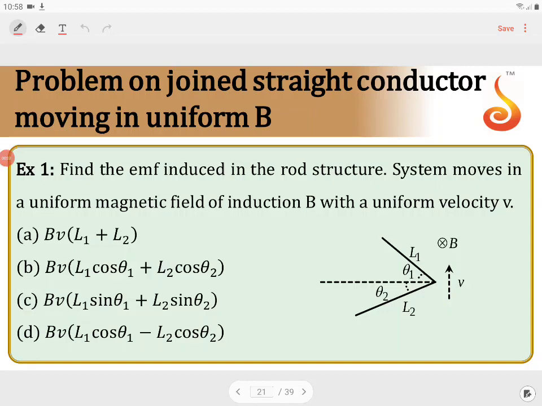Find the EMF induced in the rod structure. So the system moves in a uniform magnetic field of induction B with uniform velocity. Here the magnetic field is into the screen, and so we have a bent rod like this. So we have to take the length perpendicular to velocity.